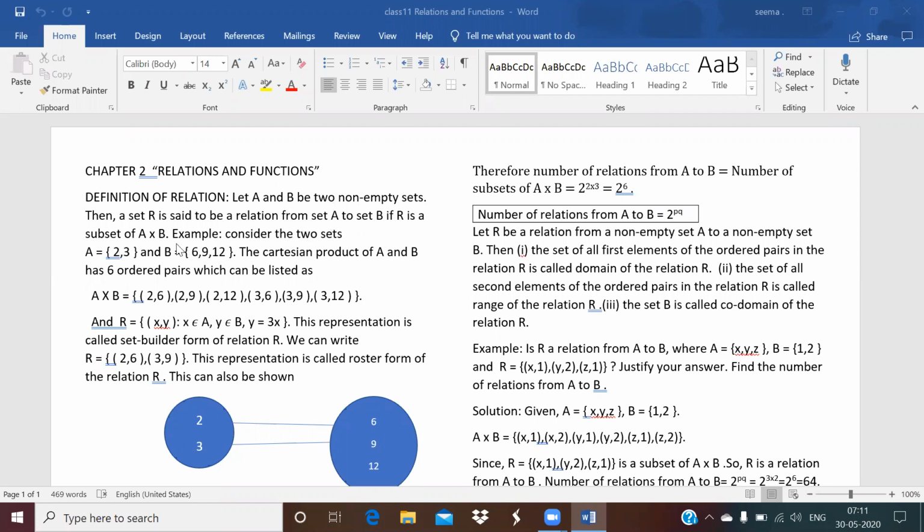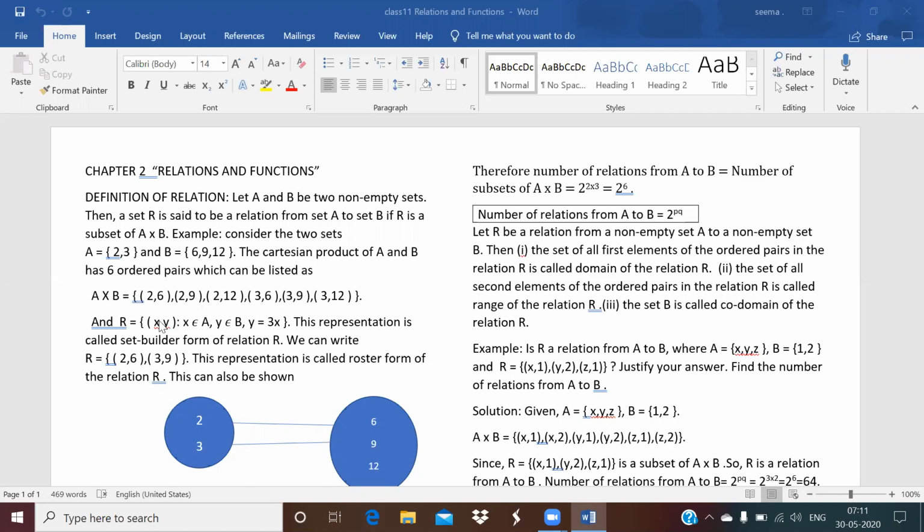Consider the two sets, A having two elements, 2 and 3, and B having three elements, 6, 9, 12. And we want to find out the Cartesian product of A and B. It will have six ordered pairs. You can see, you have already done this. And now a relation between x and y, x and y meaning abscissa and ordinate.